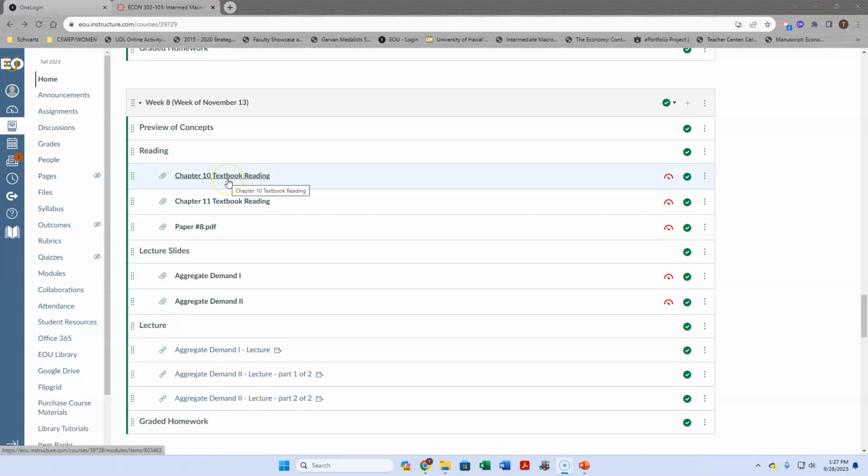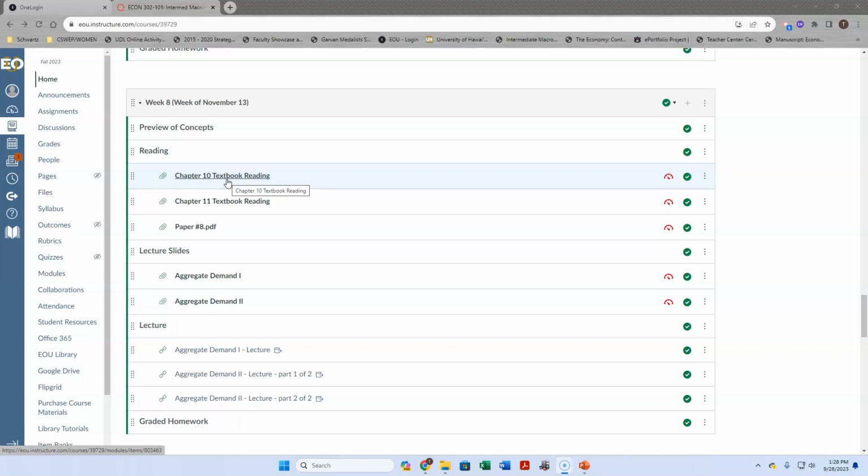In chapter 10, what we do is we build the aggregate demand curve through the ISLM model. And so we introduce and talk about what the ISLM model is. And then in chapter 11, we apply the ISLM model to better understand how the aggregate demand curve, how we both move along it, as well as shift the curve.